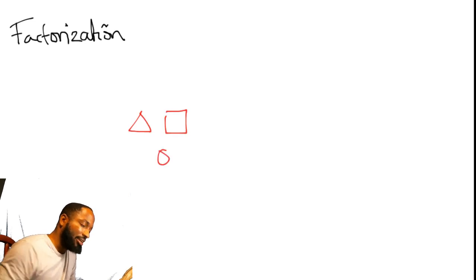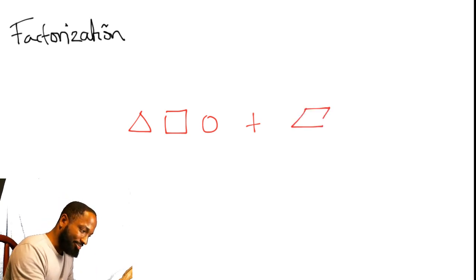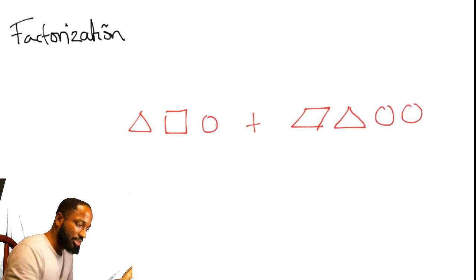Factorization is just grouping up common things. So like if I have a triangle, a square, and a circle here, and all of these are multiplying by each other, plus a parallelogram, a triangle, and two circles.